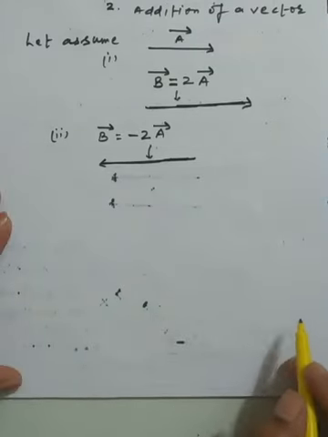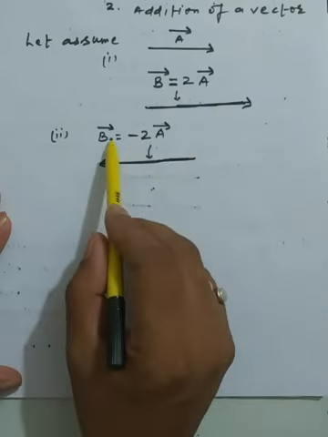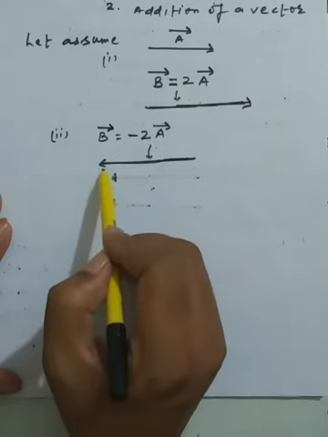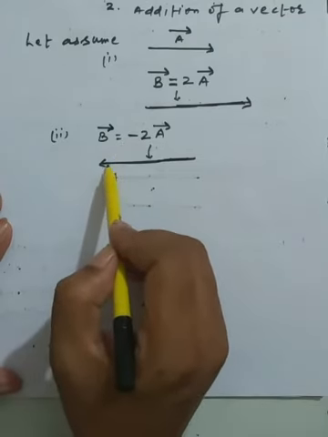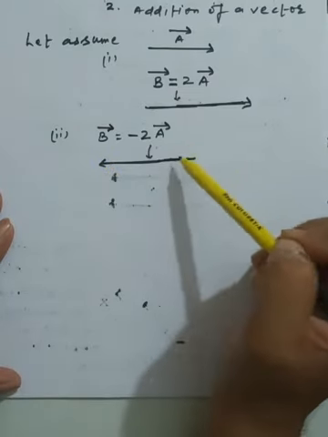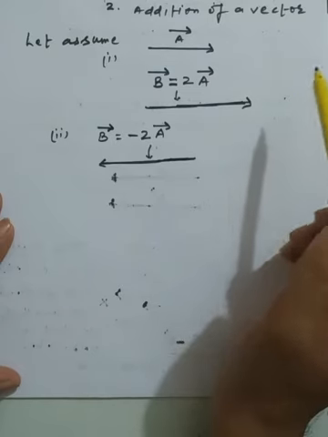Whenever you are representing it, I am further telling you that you need not reverse the arrow on B, because it is acting in the opposite direction, so we are simply turning the vector. Here the angle between the vector A and the vector B is 180 degrees. Both are in opposite directions, anti-parallel to each other.